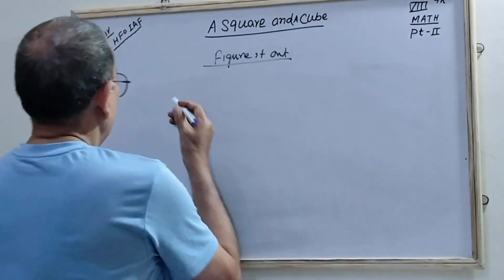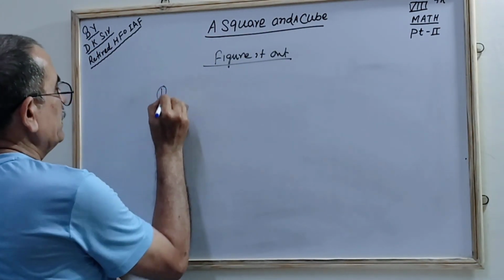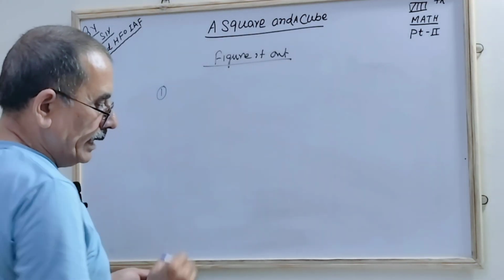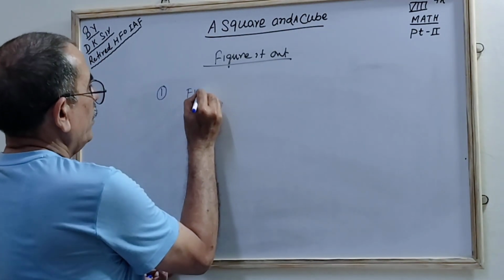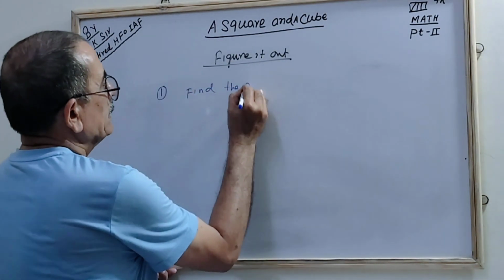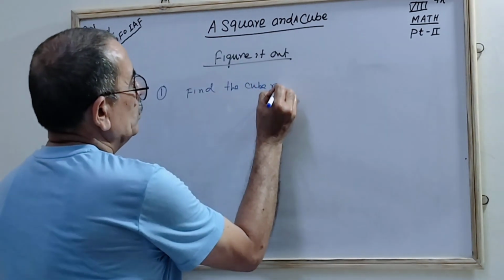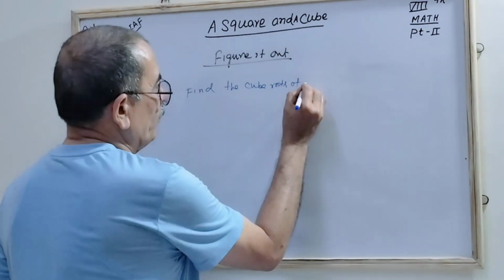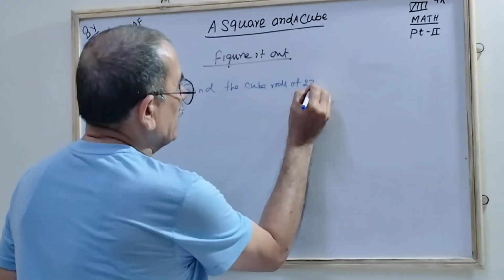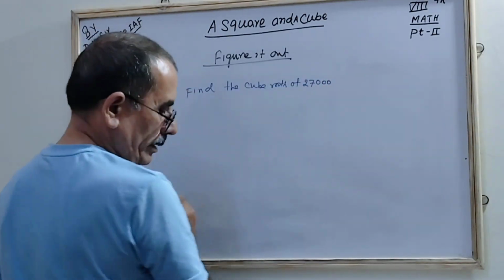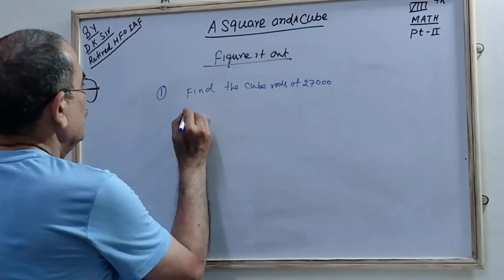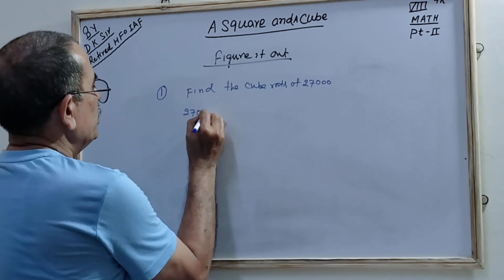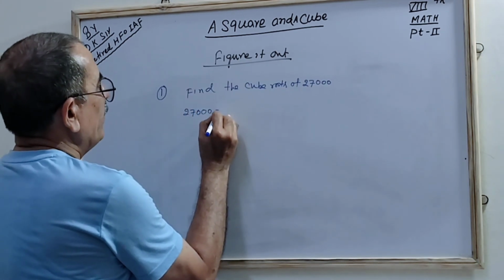Next, the first question is to find the cube root of 27,000. Am I right? What will you do? For 27,000, you will do the prime factorization.